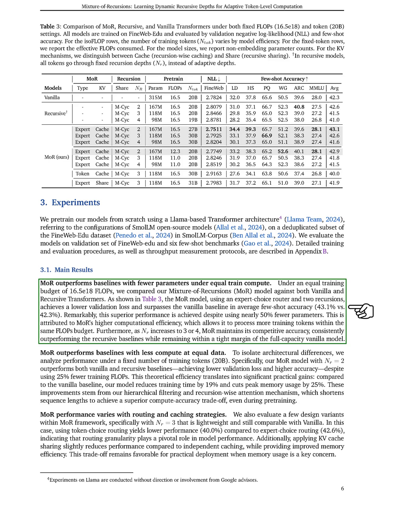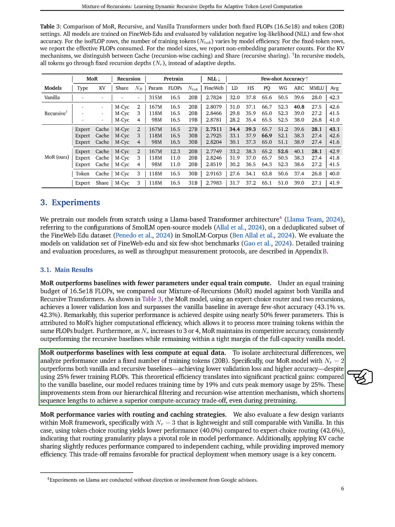With a training budget of 16.5 times 10 to the 18 floating-point operations, we compared Moore against vanilla and recursive transformers. The Moore model, using an expert choice router and 2 recursions, achieved a lower validation loss and higher few-shot accuracy, despite using nearly 50% fewer parameters. This efficiency allows us to process more training tokens within the same budget. As we increase the number of recursions, Moore continues to perform competitively, consistently surpassing recursive baselines while staying close to the full-capacity vanilla model.